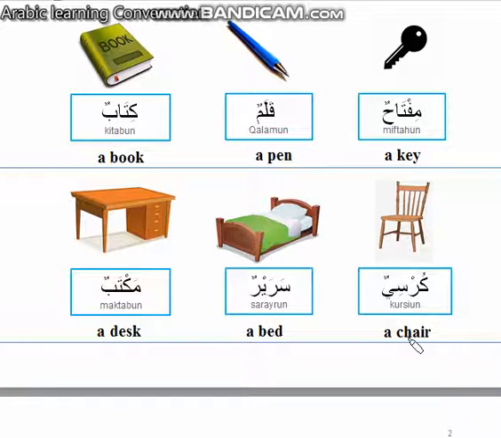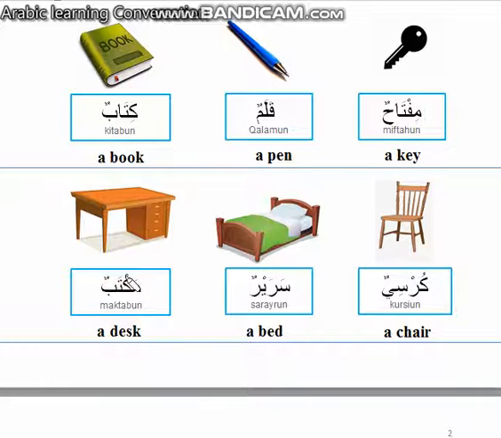Kursiyun. A chair. Sarirun. A bed. Maktabun. A desk. You might be wondering, what are all these signs?